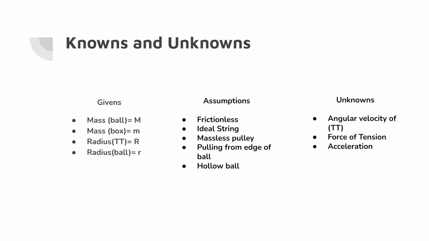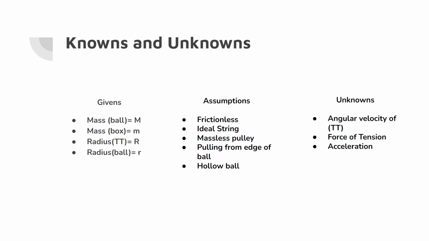So our assumptions are that the turntable surface is frictionless, and so is the spinning of the turntable. And we have the ideal string that has constant tension throughout it. And then the pulley is also massless, so there's no force of the pulley acting on that string. And the ball is being pulled from the edge of it, so its rotation center is going to be the center of the ball. And the ball is also hollow.